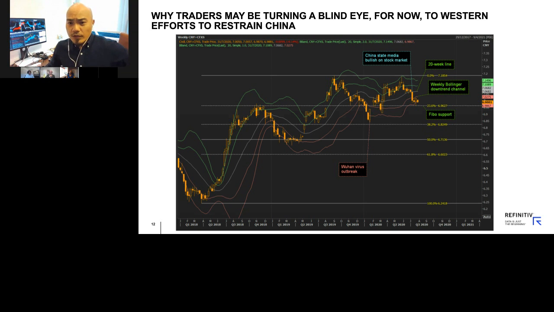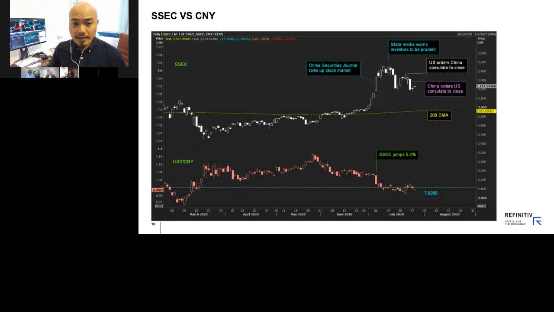So part of the reason why the yuan is still very resilient is, of course, the US dollar, as we're all aware of these days, and no one seems to want the US dollar. And the resilience can be seen in the next chart, where we look at the Shanghai Composite Index versus the dollar CNY on the same chart.